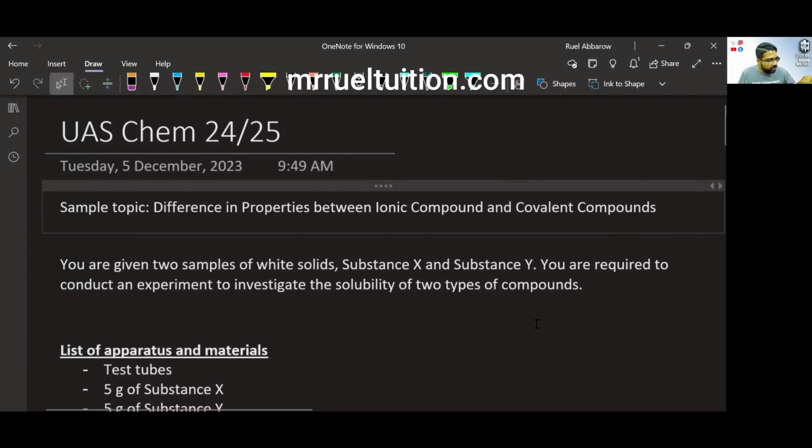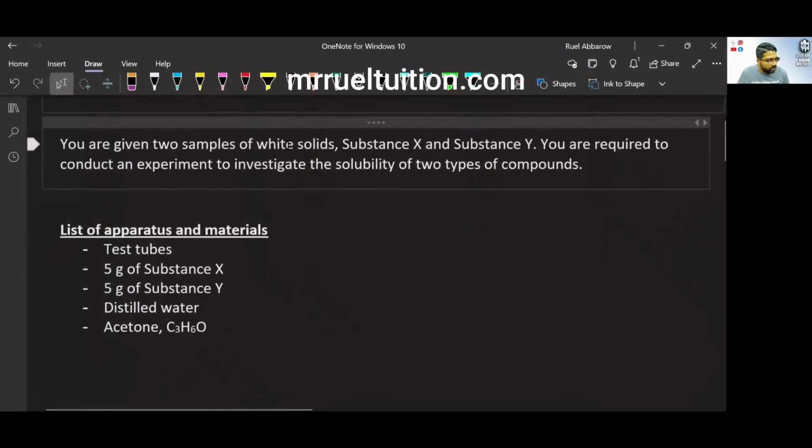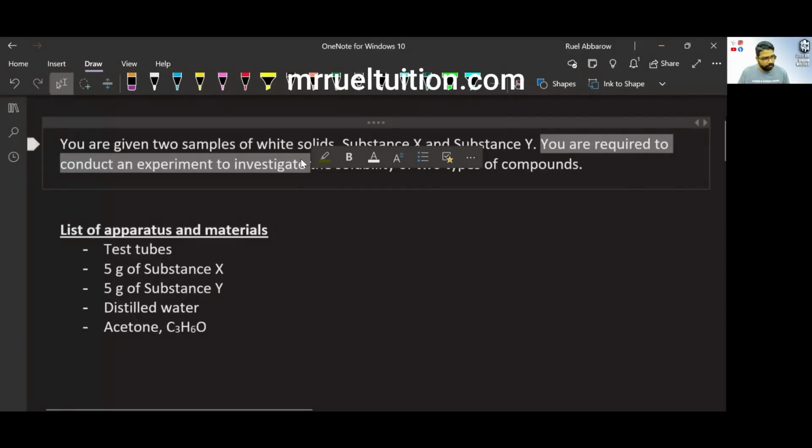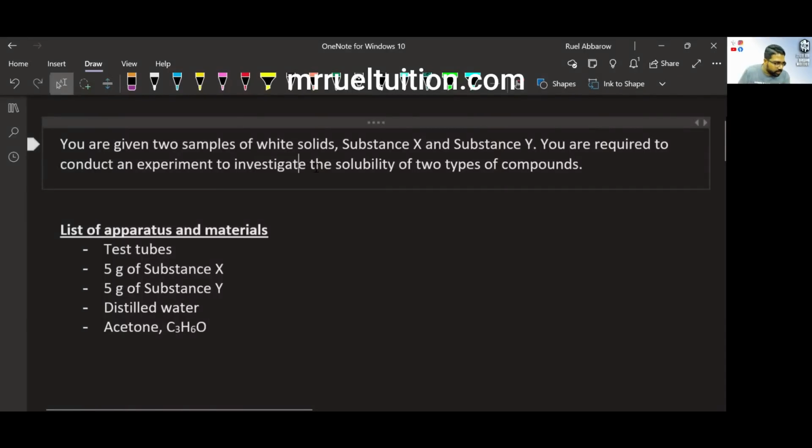Okay, let's get into it. So look at the sample question here. You are given two samples of white solids. We have substance X and substance Y. You are required to conduct an experiment to investigate. Now, if you get a question like this, then you're very fortunate, right? The better question would be to investigate the relationship between. But here, there's no relationship between. Here you just want to investigate the solubility of two types of compounds.